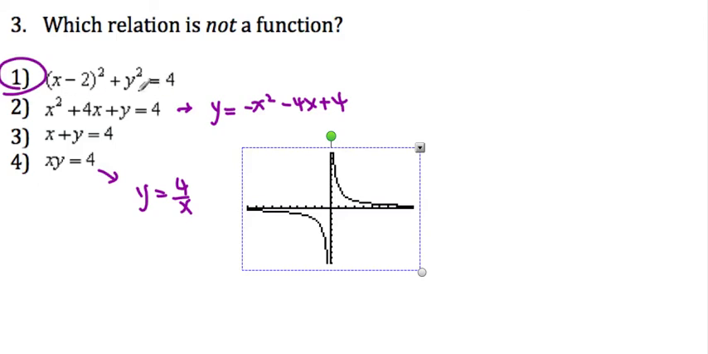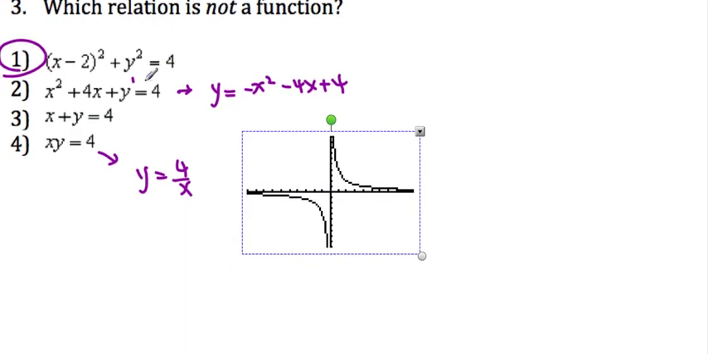of a circle. X has been squared and y has been squared with the plus sign in the middle, where the center is what? 2, 0. That's the center, isn't it? And then the radius is equal to 2. So this will not be a function because it's in fact a circle. For one value of x, it's not going to have just one value of y. It could actually have two values.